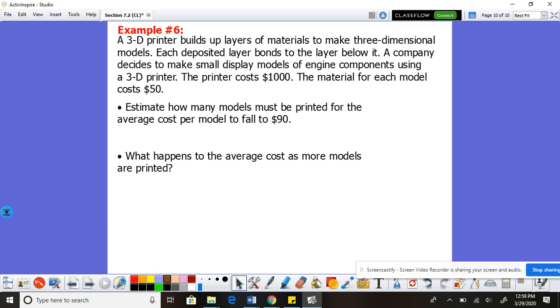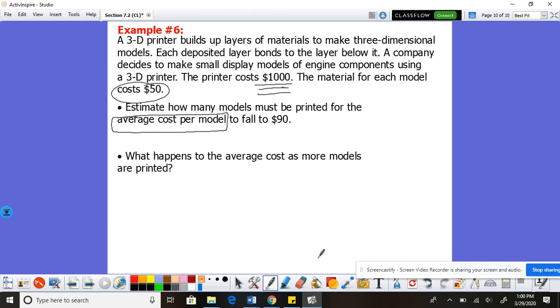The printer costs $1,000. So our startup, before you make anything, is $1,000. And then the material for each model is $50. So every model we make costs us another $50. If we make one model, our total cost is $1,050. If I make 2 models, the cost is $1,100. So how many models must be printed for the average cost per model to fall to $90?